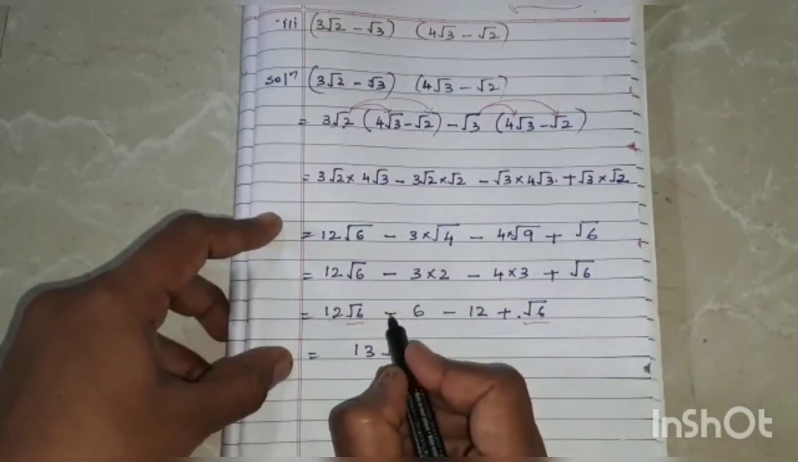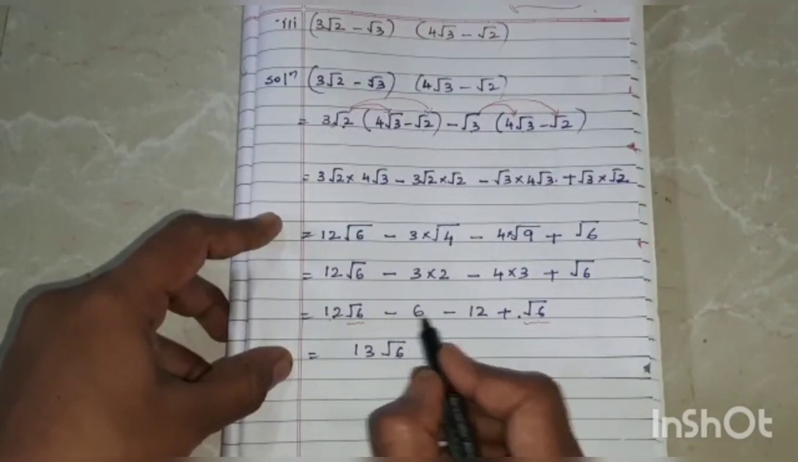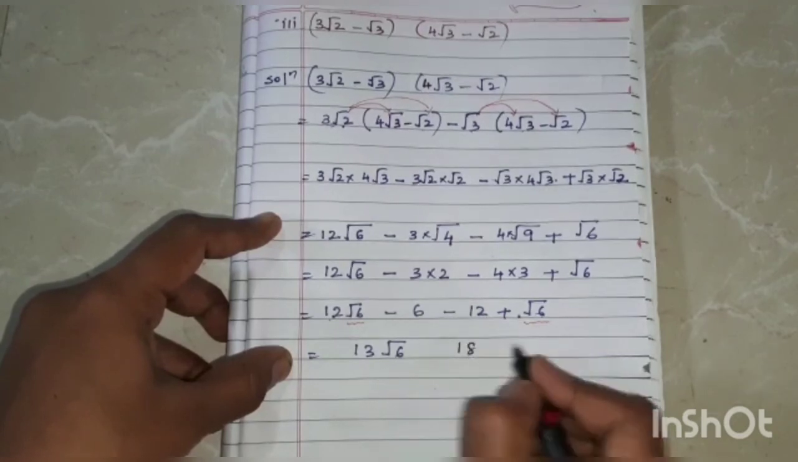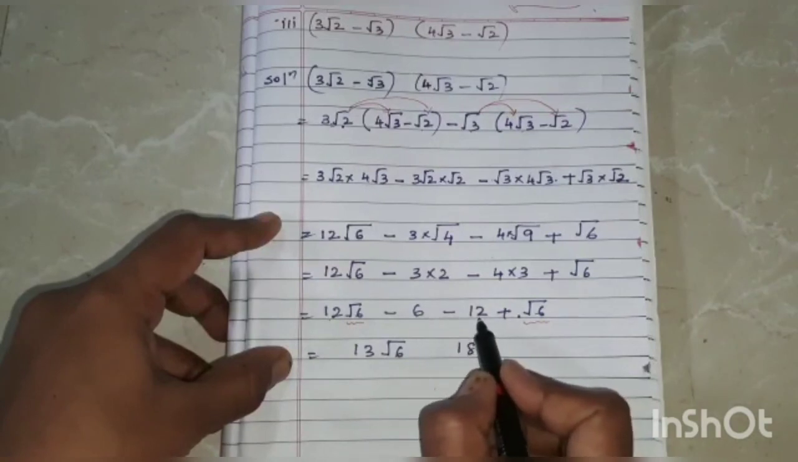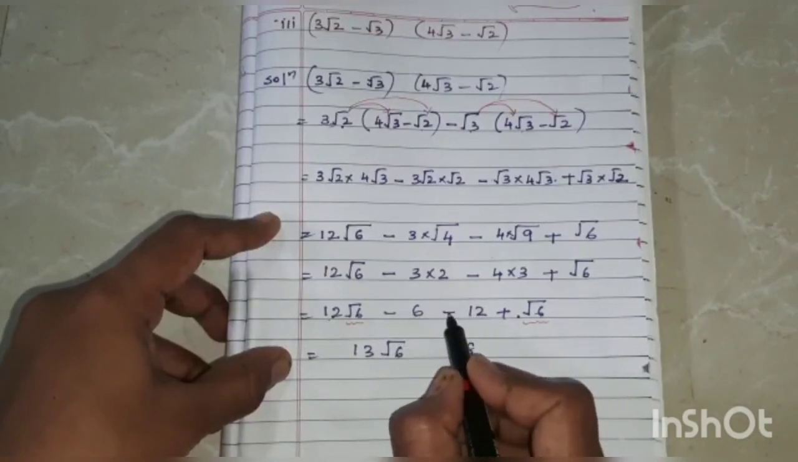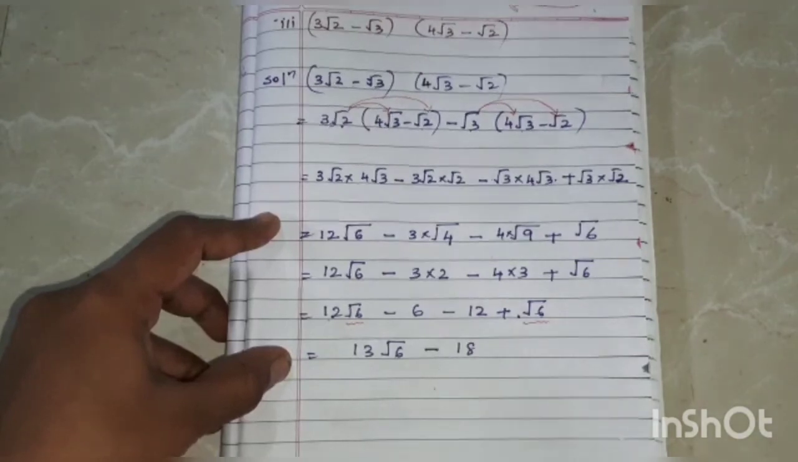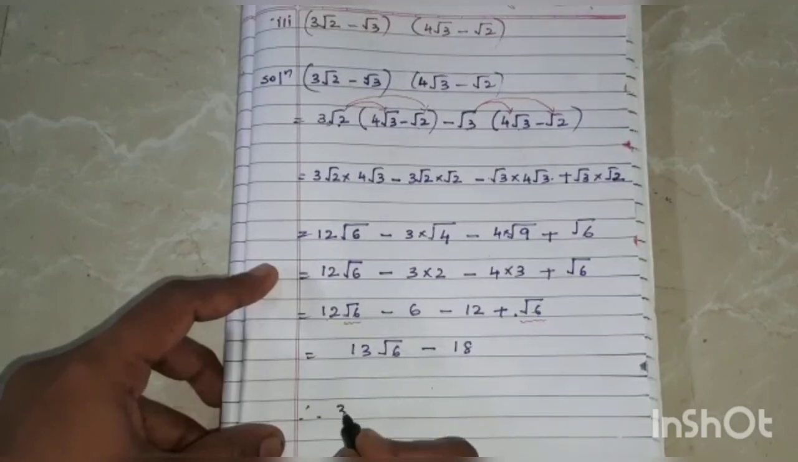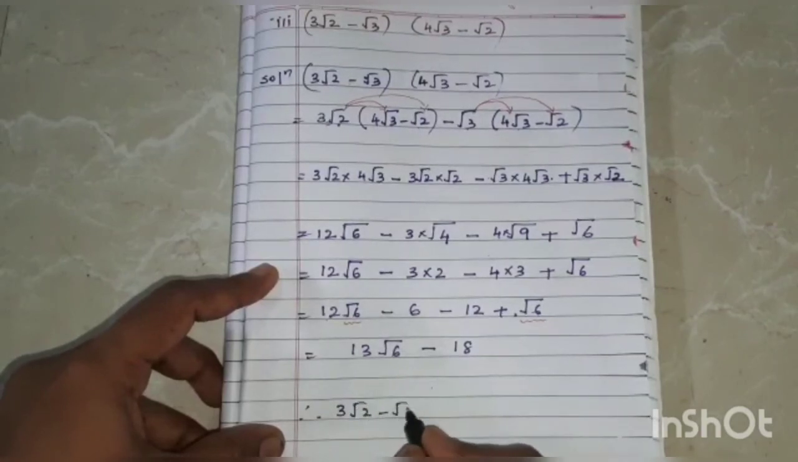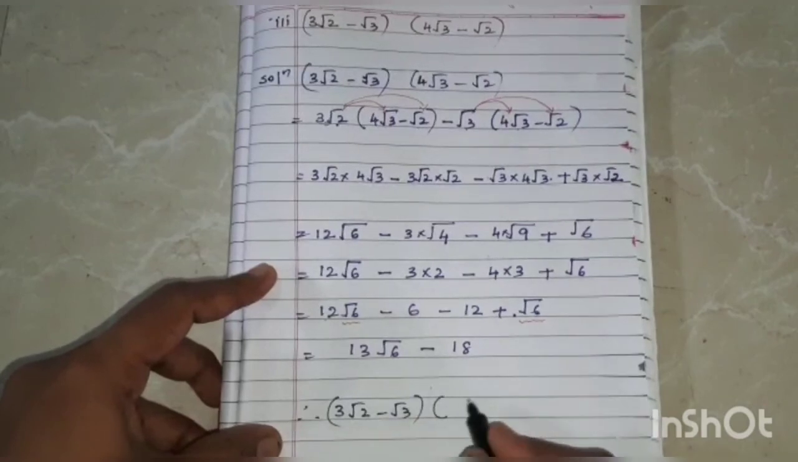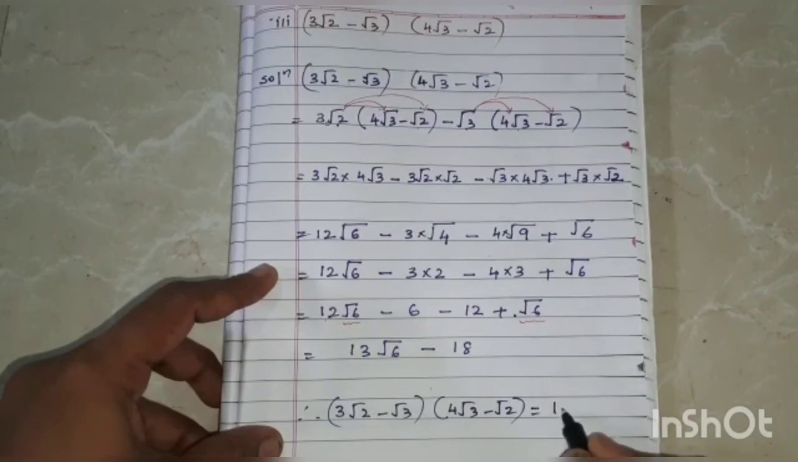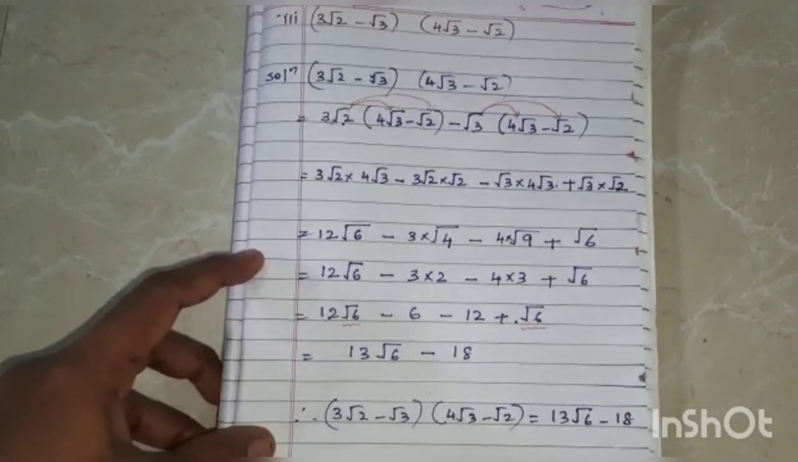Okay. Then here we have minus 6 minus 12. So minus of minus is plus. That means we have to add. So 12 plus 6 is 18. Okay. But among this 6 and 12, 12 is greater than 6. So what is the sign for 12? It is minus. So we will write here minus. Okay. So therefore our final answer would be 3 root 2 minus root 3 bracket to 4 root 3 minus root 2 is equal to 13 root 6 minus 18 is our final answer. Okay.